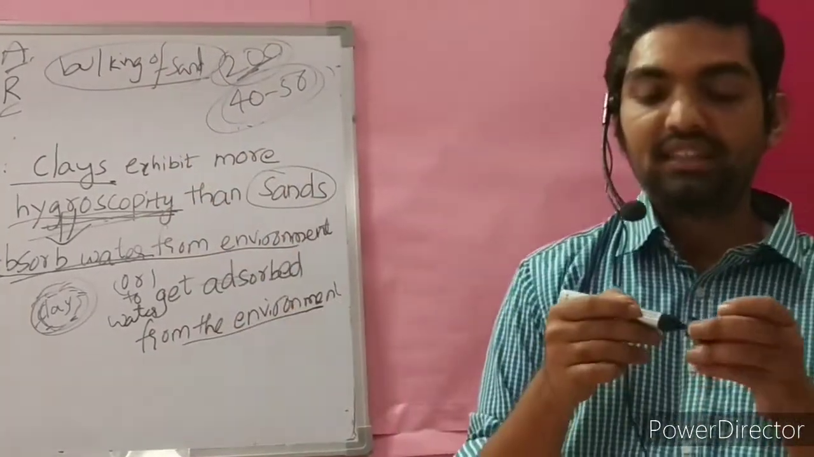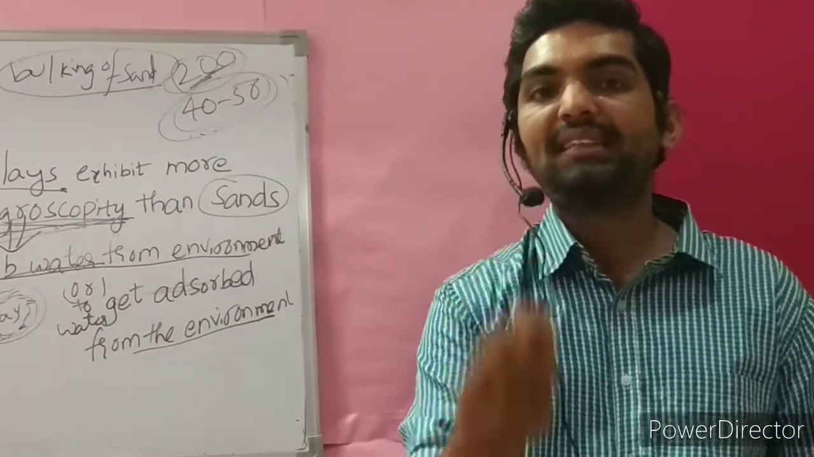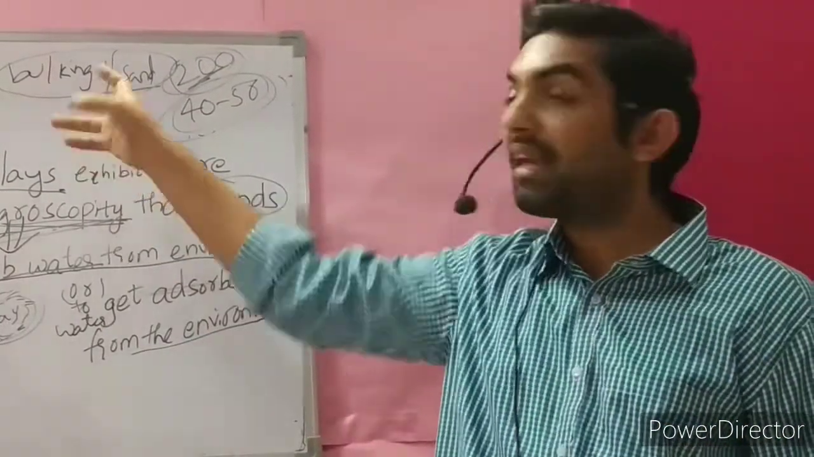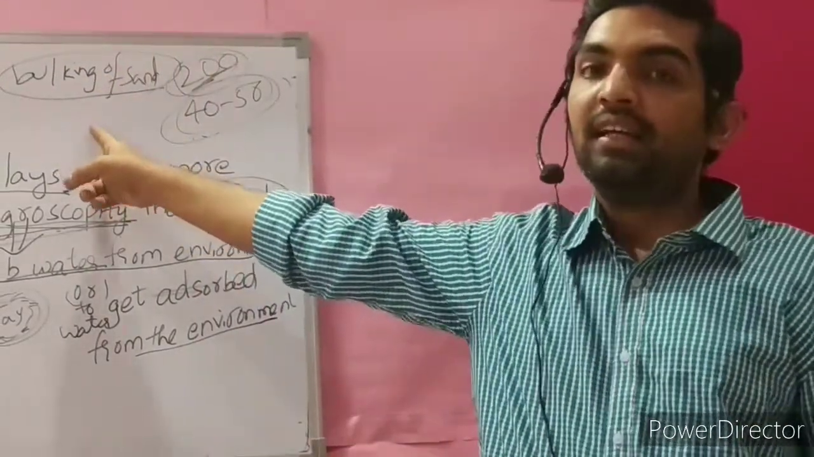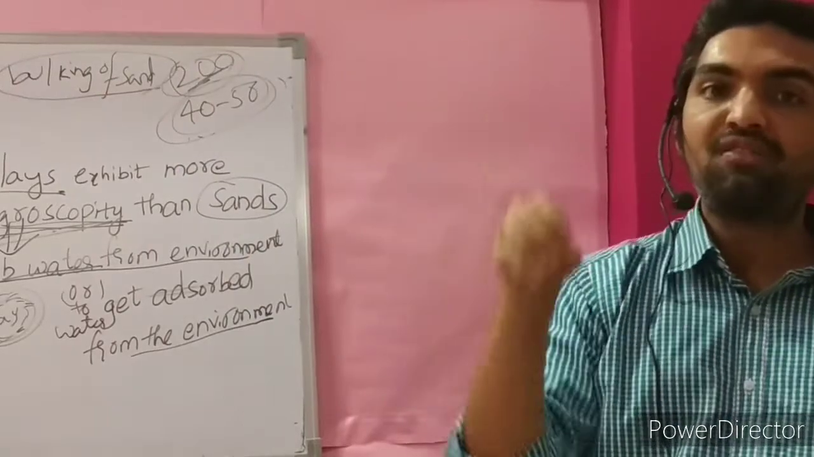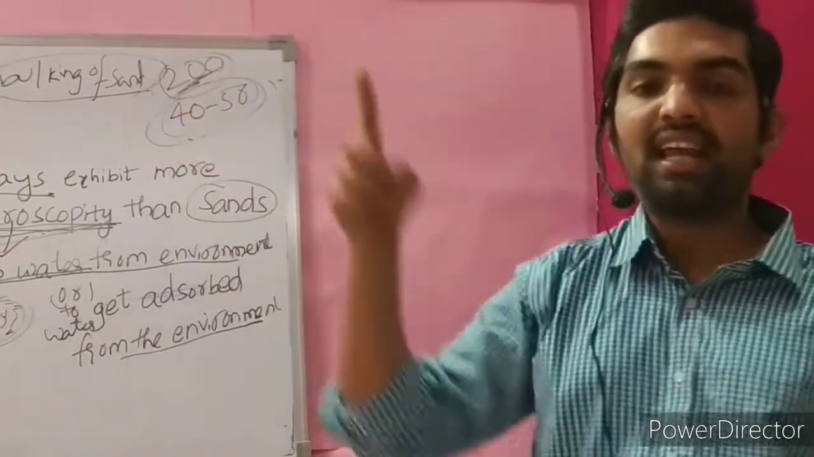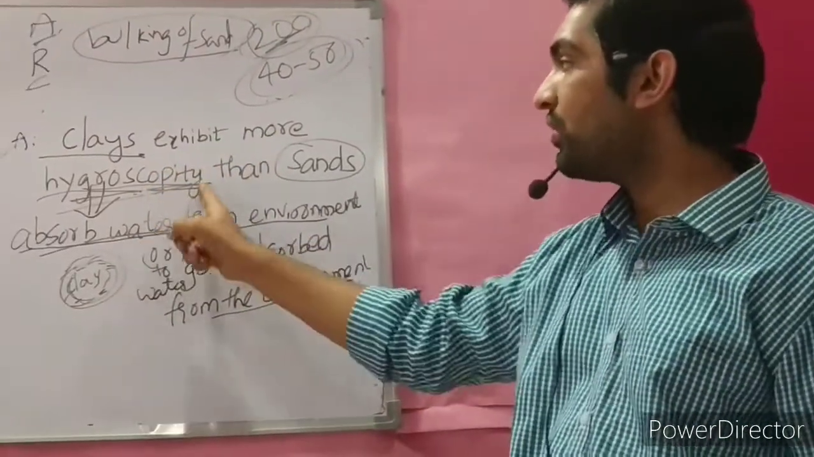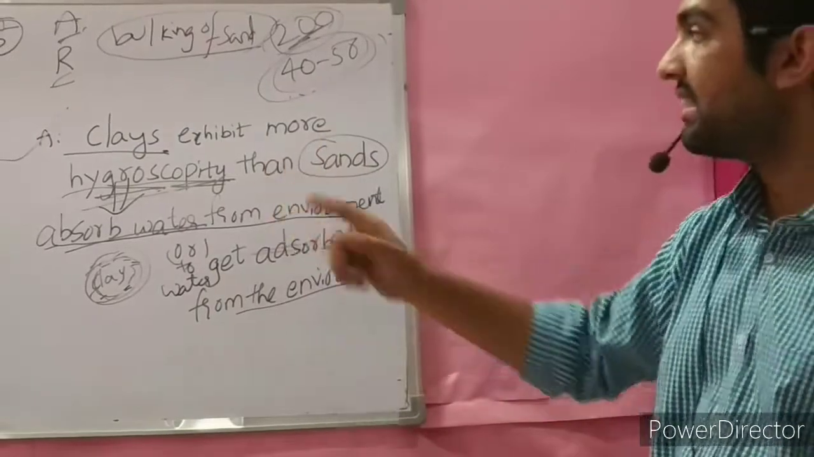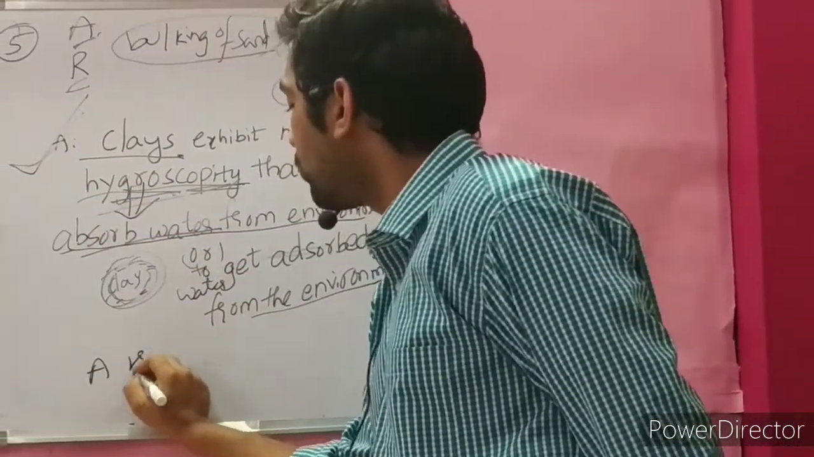But we need not say that sand is having cohesion. Cohesion means the stickiness property. Sand is not formed from chemical weathering. Gravels and sands are formed from physical weathering. The environment in which the soil formed also depends on the type of soil, whether it is gravel, sand, silt, clay. So, clays exhibit more hygroscopicity than sands, the assertion is true. So, you can say A is true.